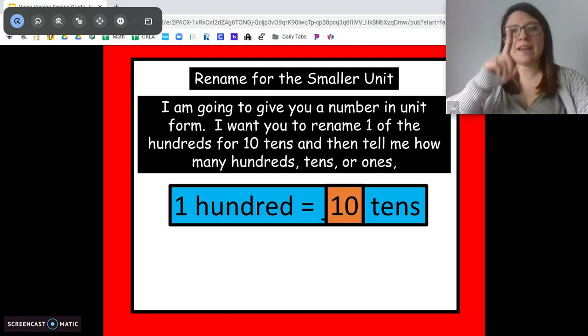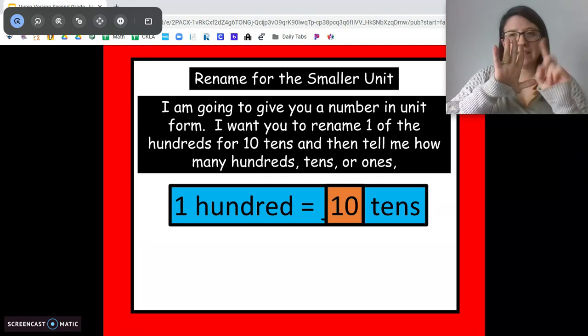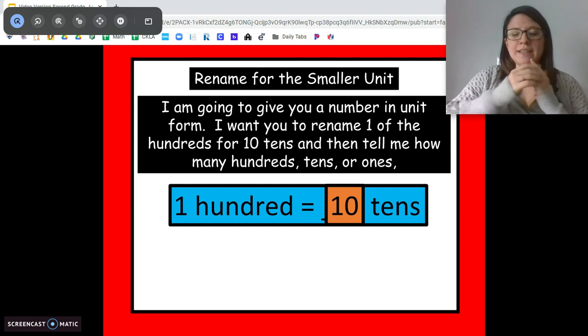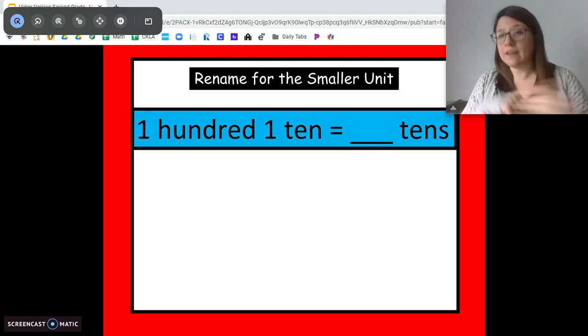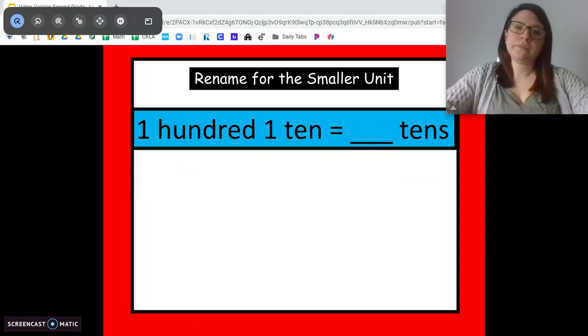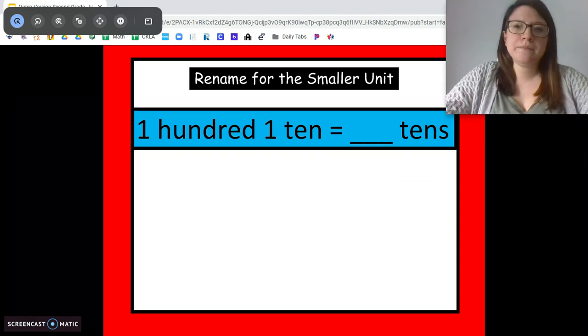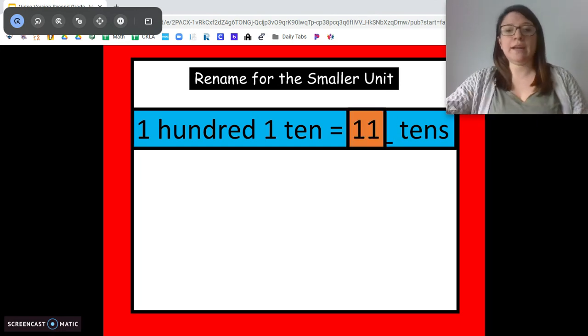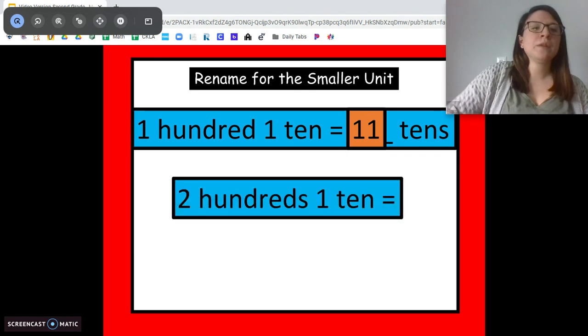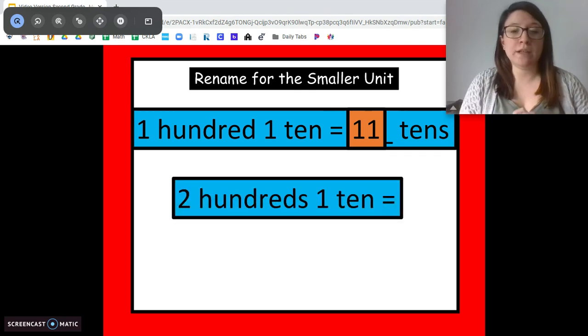Good. 10 tens. 10, 20, 30, 40, 50, 60, 70, 80, 90, 100. 10 tens. Awesome. Now, if I give you 100, 110, how many tens would that be? Good. So we know 100 is 10 tens plus one more 10 gives us 11 tens. Awesome. What about 200's 110? How many tens would that be?